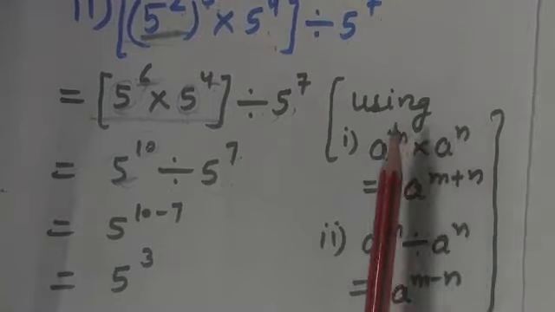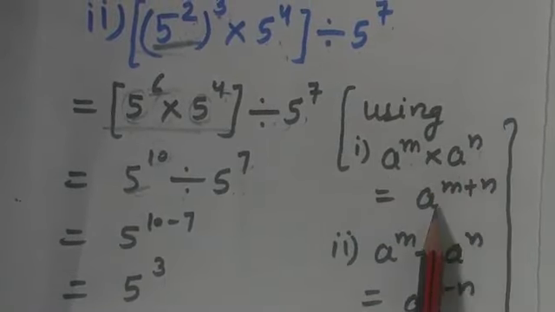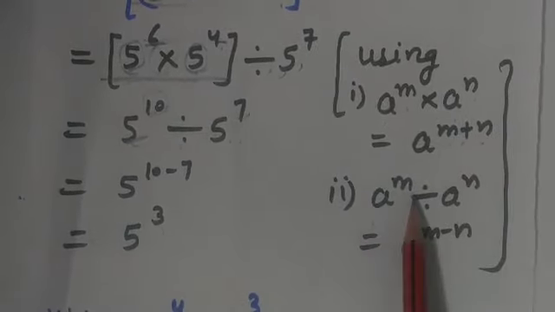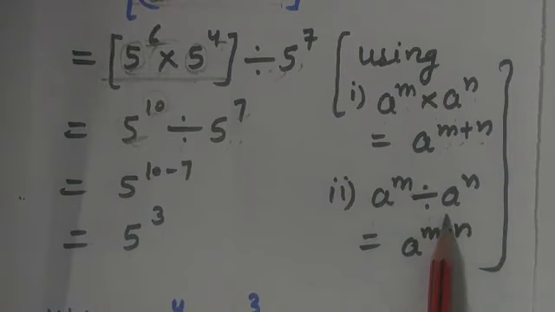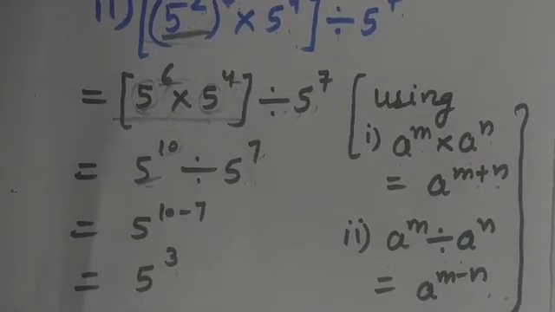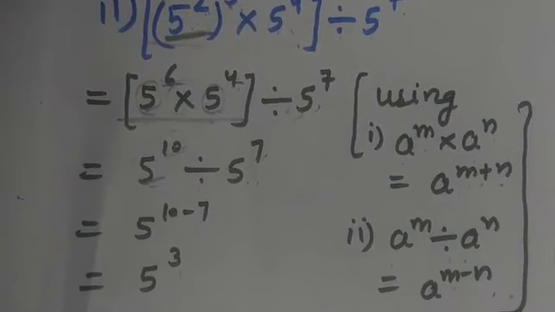So I have used two laws. First one, a raised to the power m into a raised to the power n is equal to a raised to the power m plus n. And second one, a raised to the power m divided by a raised to the power n is equal to a raised to the power m minus n. Always wherever you are applying, you have to mention the law which you are using. So this is your question number 2, part 2nd. Okay, just I have applied the law and solve it.